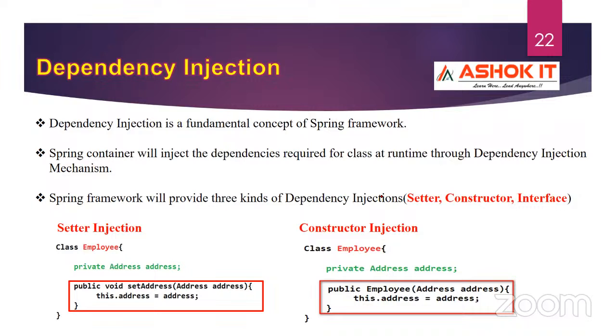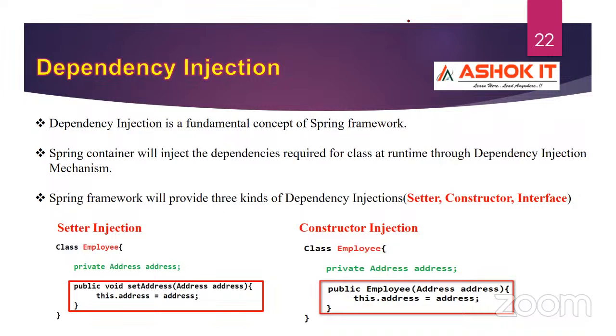Spring container only will inject the dependencies required for a class at runtime through the dependency injection mechanism. Understand, guys? And the Spring framework will provide three kinds of dependency injection mechanisms. One is setter injection. Another one is constructor injection. And the third one is interface injection, guys.